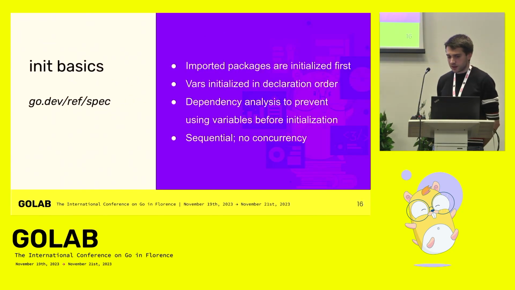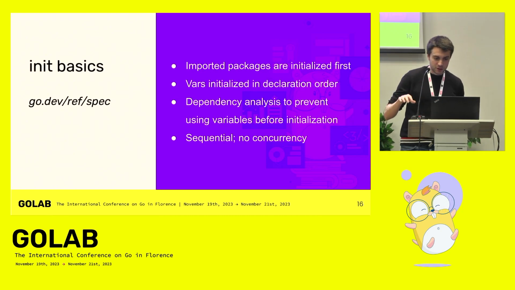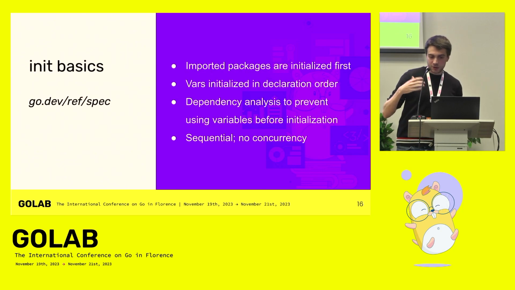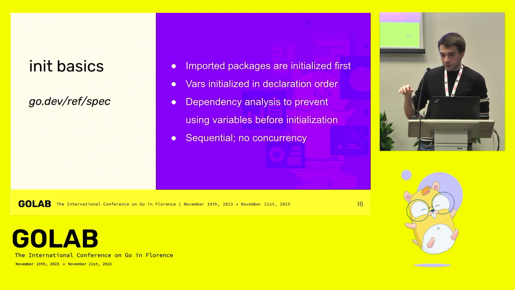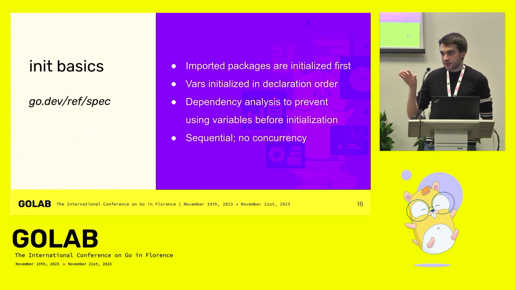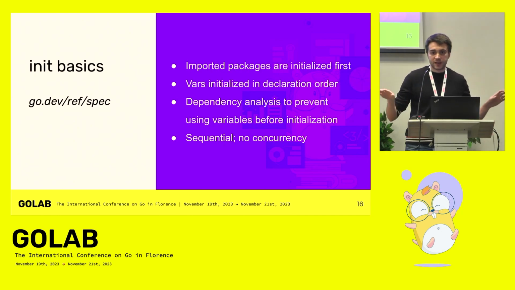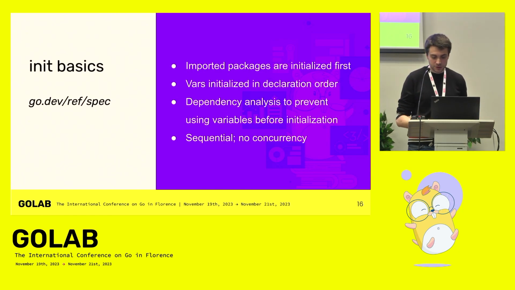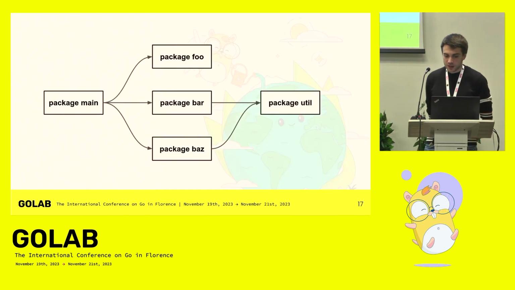So the init basics for Go, which are defined in the spec, but very quickly summarized. The imported packages are always initialized before you, because otherwise things wouldn't work. The global variables are initialized in declaration order as long as they follow this dependency analysis that I showed you. And this is all sequential. Even if you import two packages that don't depend on each other in any way, they're still initialized sequentially. There's no concurrency here.